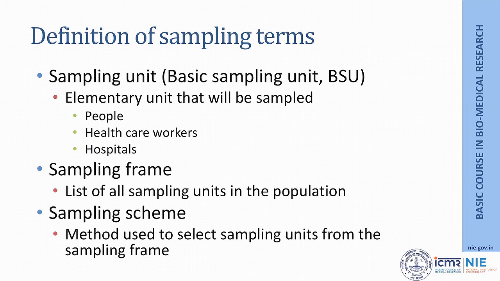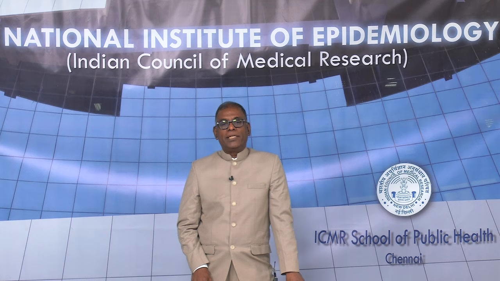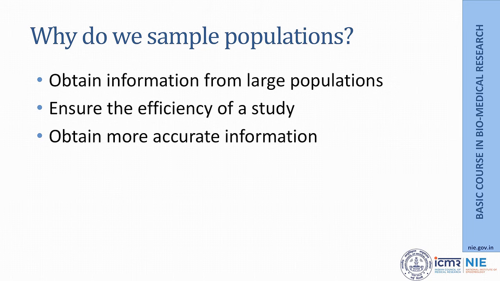What do we mean by sampling frame? The sampling frame is a list of all sampling units in the population. And what do we mean by sampling scheme? The sampling scheme is a method used to select sampling units from the sampling frame. Now, there are different ways and reasons why we should do sampling of populations.